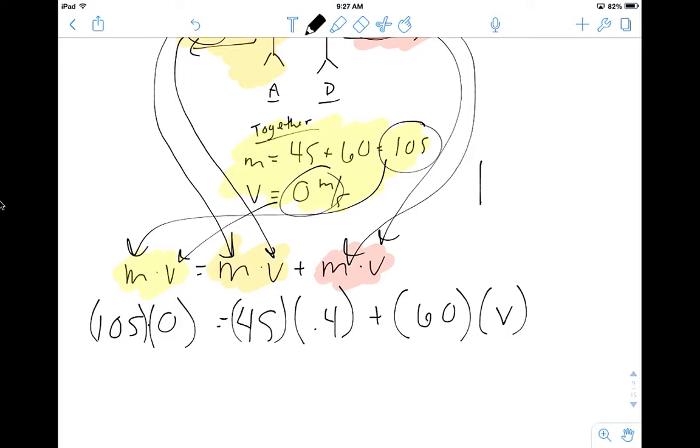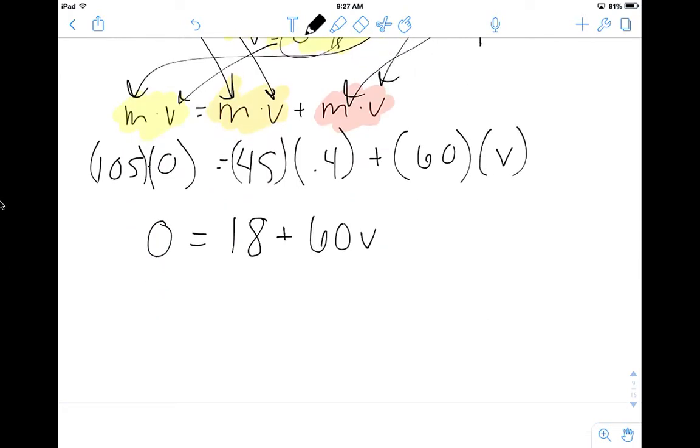Okay. So as I start to work through this, I know that 105 times 0. Remy, what's 105 times 0? 0. Don't give him the answers. Yeah, I wouldn't have got that right. All right, Scott, what's 45 times 0.4? 18. 45 times 0.4 is 18, according to my friend Scott. And 60 times v is just 60 v.